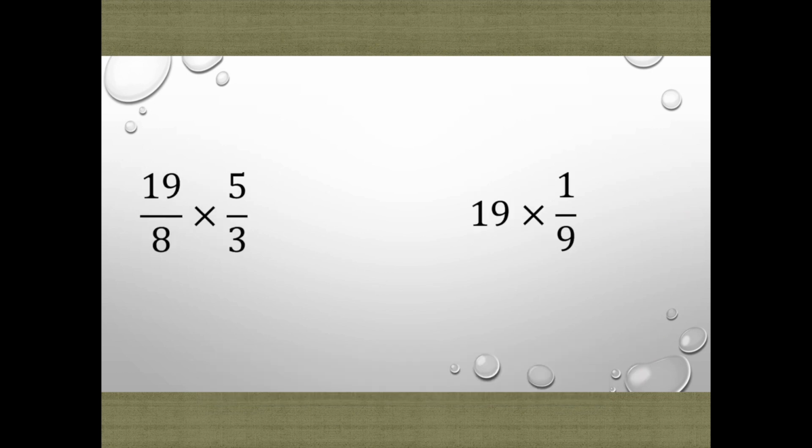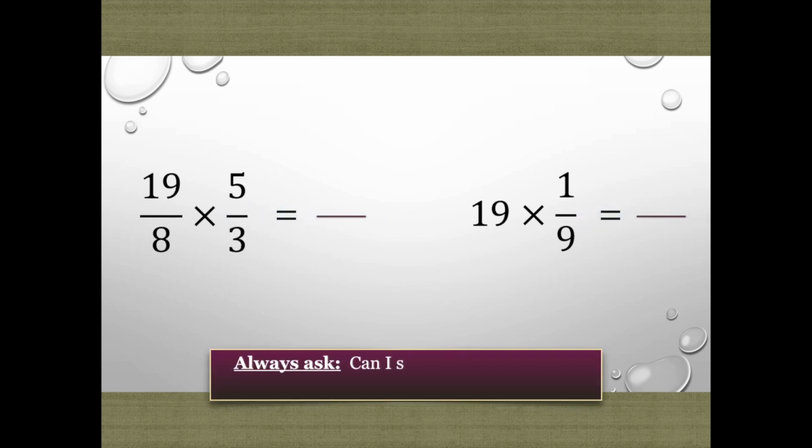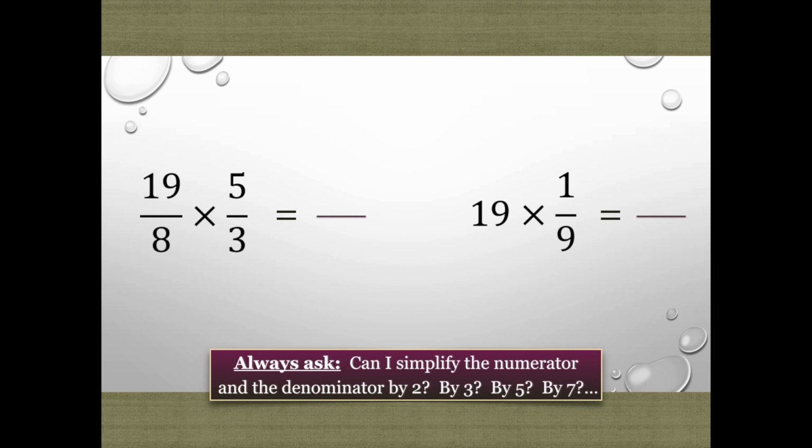Here we have 19/8 times 5/3. Multiply the numerators, multiply the denominators, and see if they can be simplified. That 19 times 1/9, we're going to have to do something special with that 19. A lot of kids don't like multiplying a whole number times a fraction. I will show you that strategy right now after we pause the video.